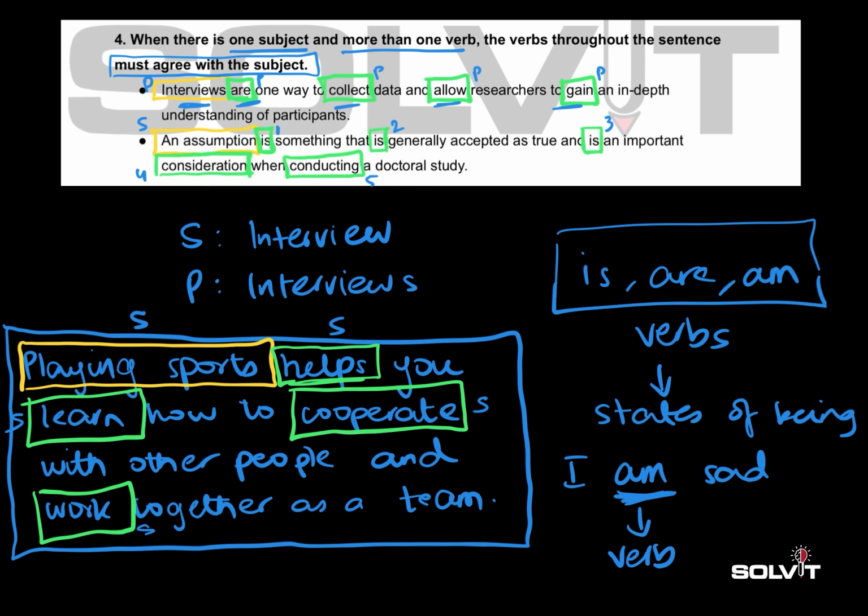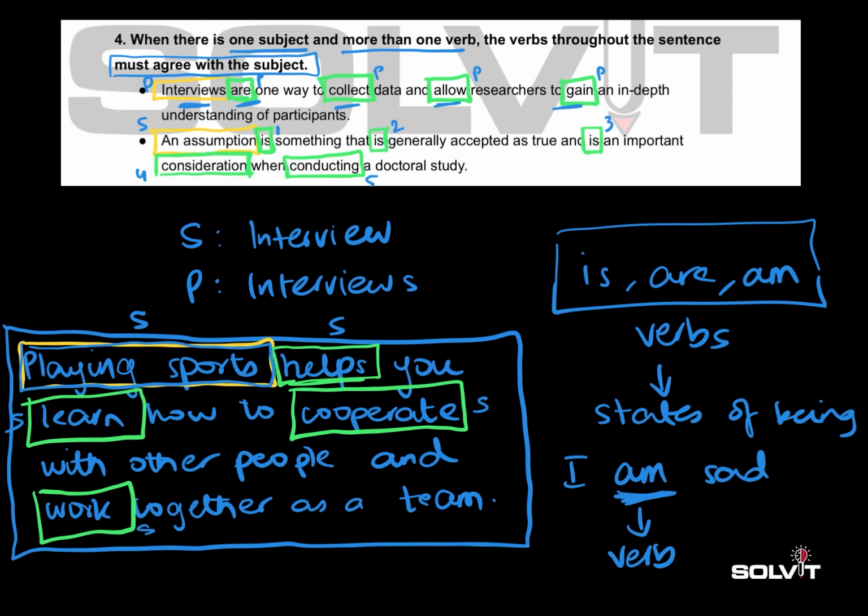Now we can't say that playing sports help you to learn, just because the word sports is plural. Sports is generally used in the plural form, but just because sports is plural does not mean that you're going to make your verb plural too, because that will be incorrect. So treat the entire phrase, playing sports, as the subject, and that itself is singular. So playing sports helps you learn, not help you learn, helps you learn how to cooperate with other people and work together as a team.